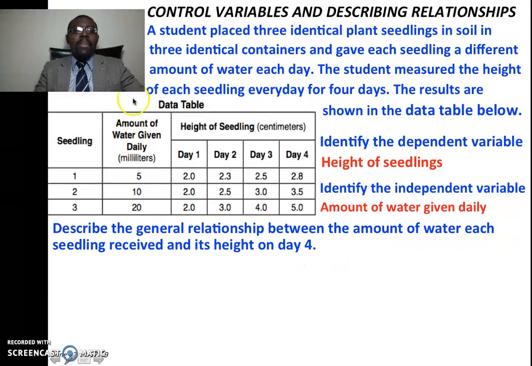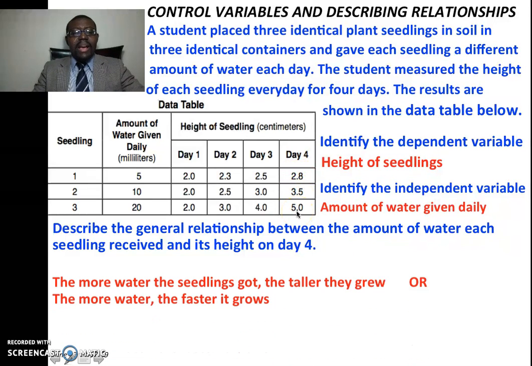So we are looking at the amount of water each seedling received, the amount of water given, and also the height on day 4. So we are looking at height on day 4 and the amount of water given. What is the general relationship between them? We can see that the amount of water given is increasing. We can also see that on day 4, the height of the plant is increasing.